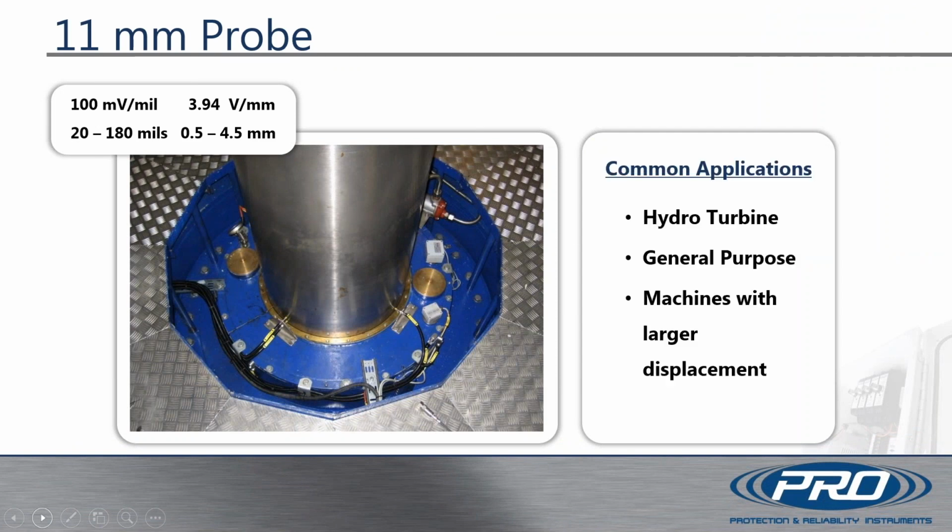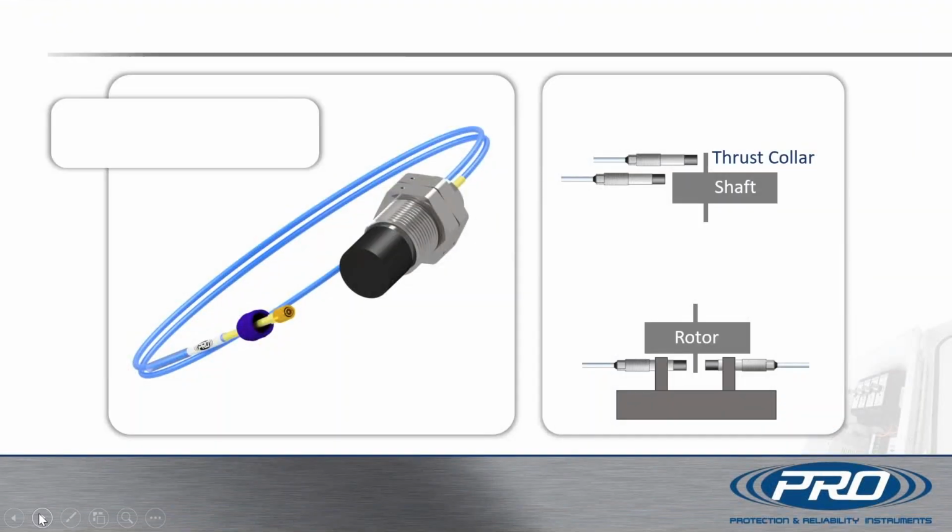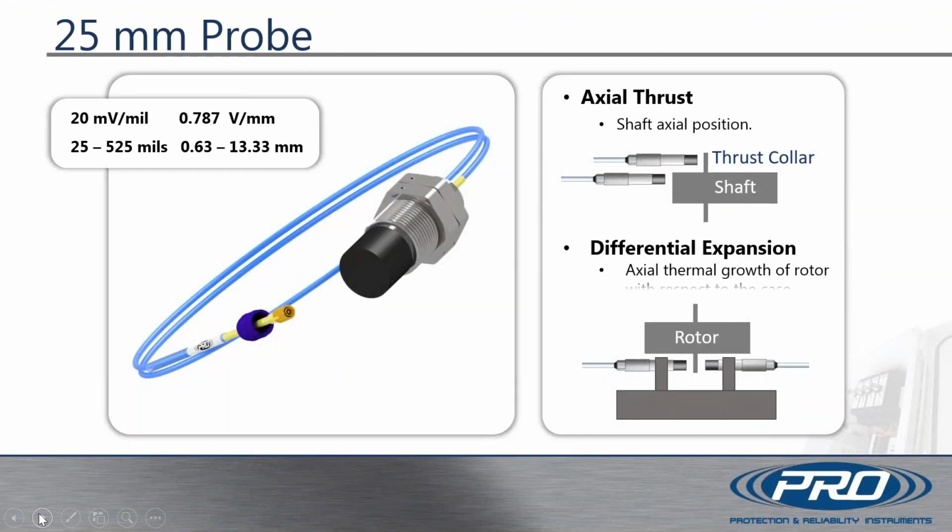The 11 mm probe size has different common applications than the previous. The common applications here are hydro turbines, general purpose, and machines with larger displacement. 25 mm probes are used for different applications than all of the previous. These probes are used for axial thrust and also differential expansion.